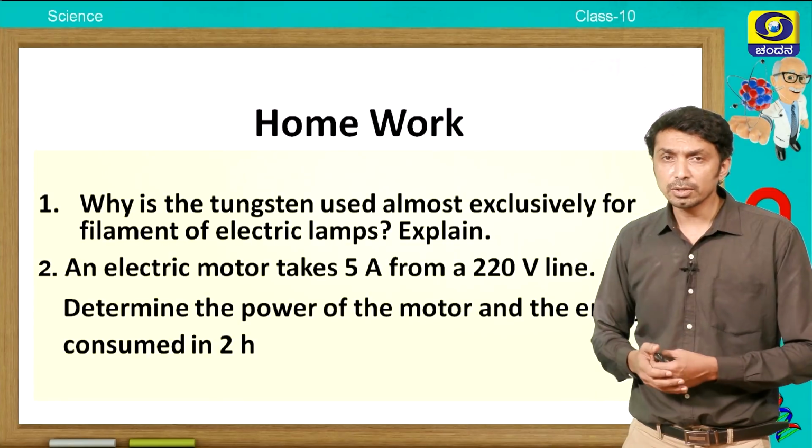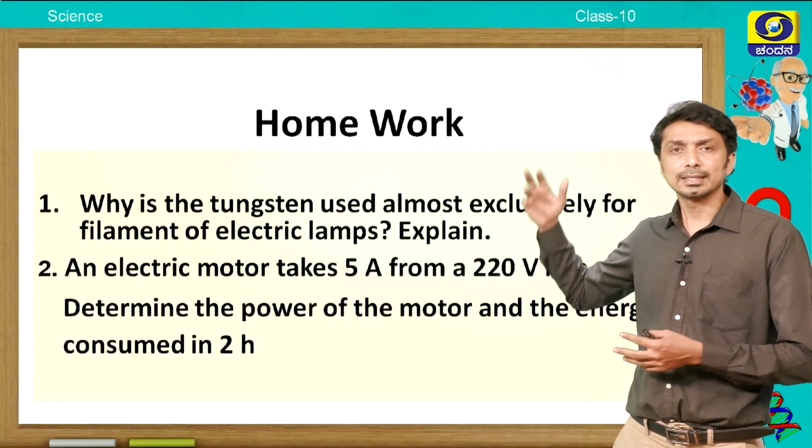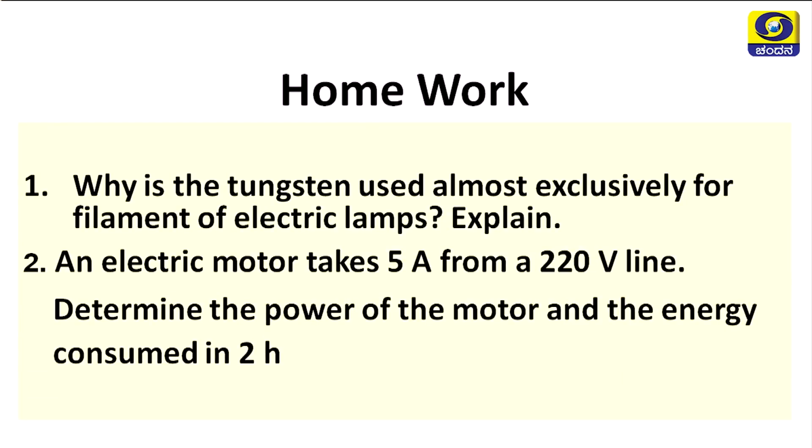So, children, based on what you have learned, try to solve these questions. Take down: why is tungsten used almost exclusively for the filament of electric lamps? Explain. Already we saw it. Why is tungsten used almost exclusively for the filament of electrical lamps? Explain. Second question: an electrical motor takes 5 ampere from a 220 volt line. Determine the power of the motor and the energy consumed in 2 hours.